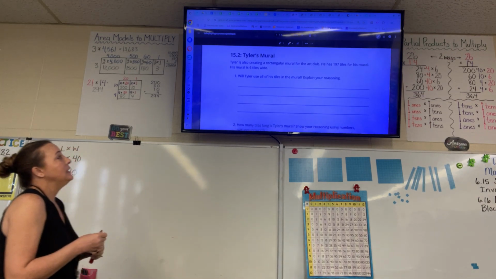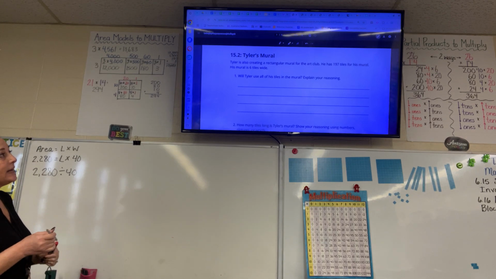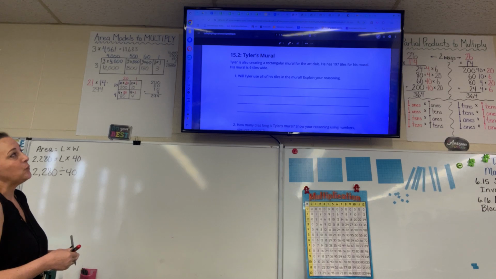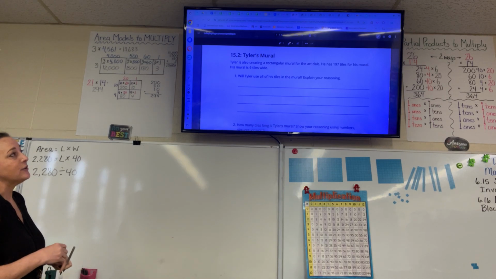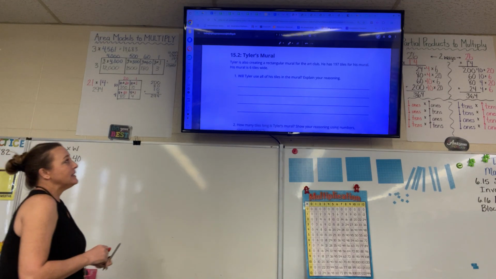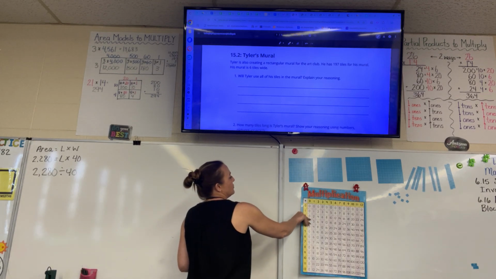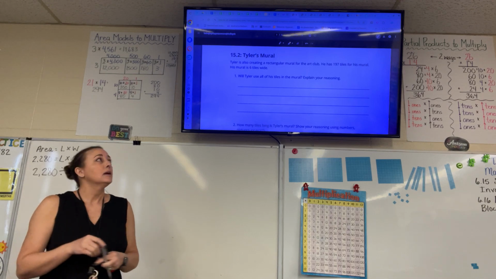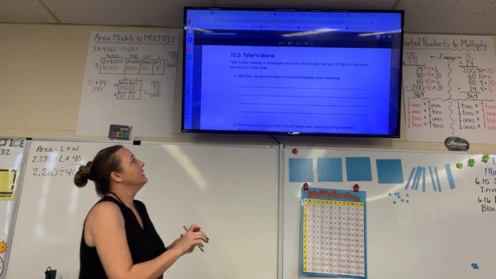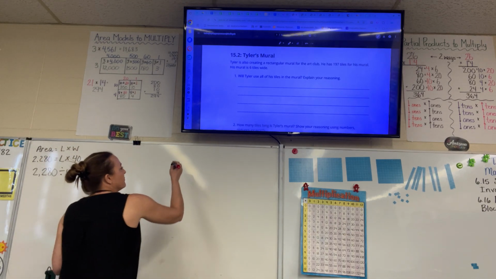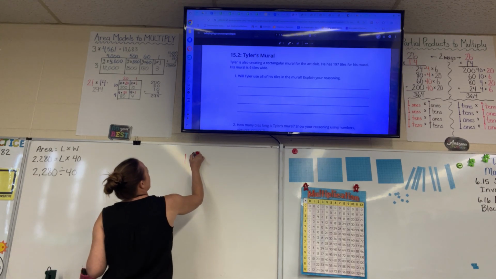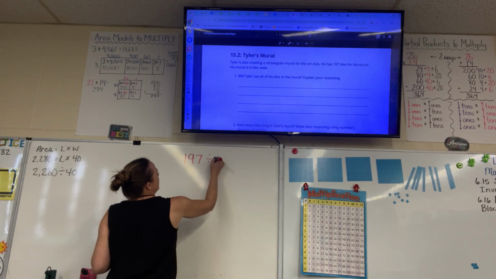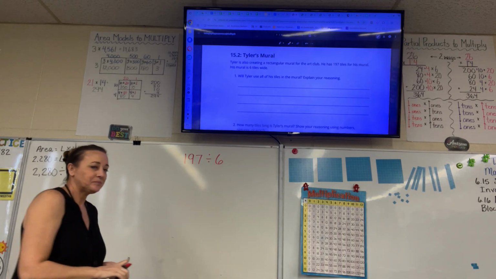Tyler's mural. Tyler is also creating a rectangular mural for the art club. He has 197 tiles for his mural. His mural is 6 tiles wide. Will Tyler use all of his tiles in the mural? So he has how many tiles? 197. And he's wanting to make his 6 tiles wide.